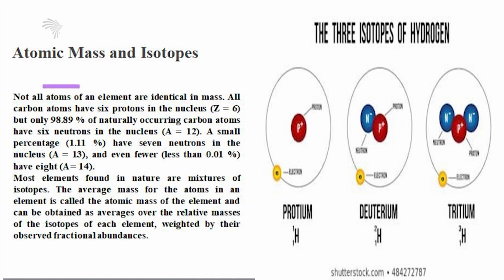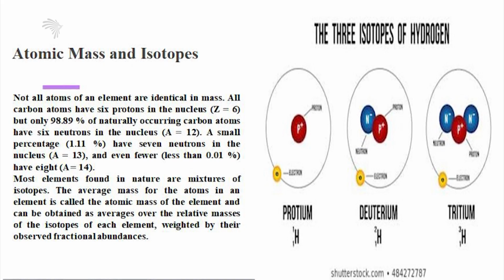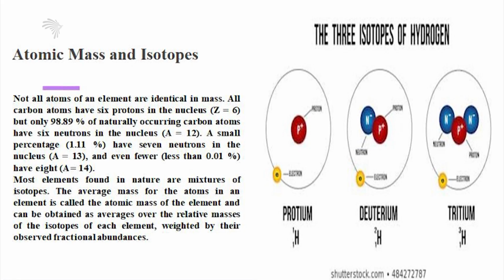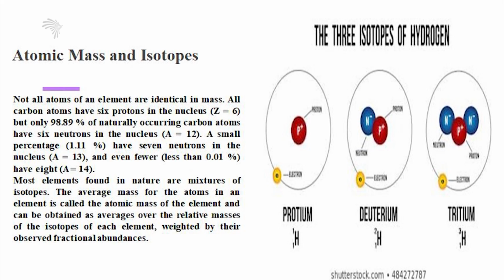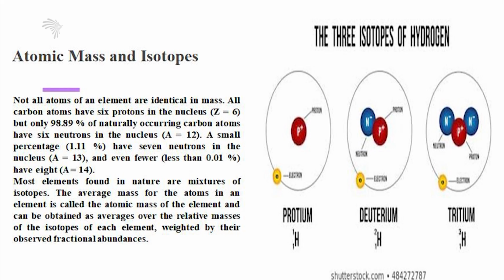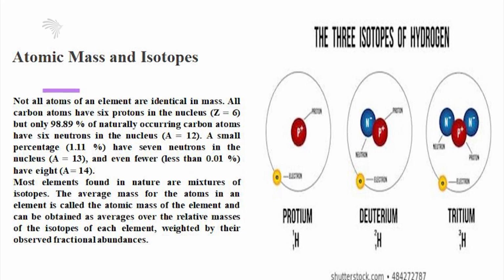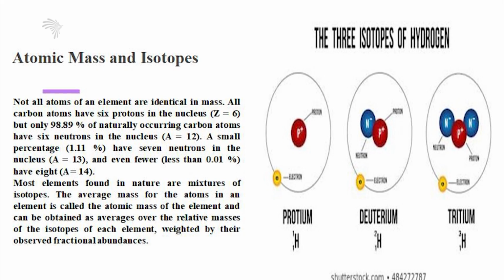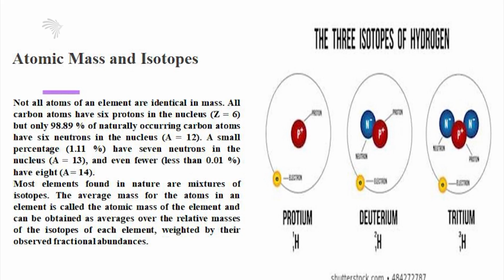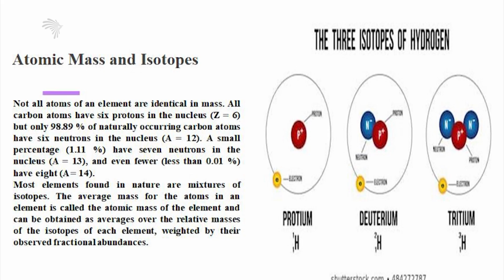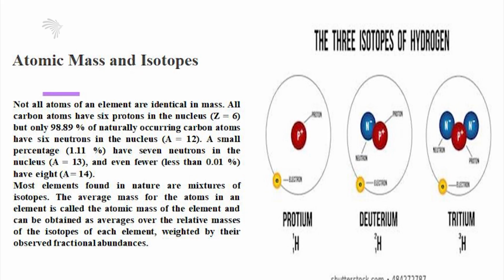What are relative atomic masses? The atomic mass is a relative mass of an atom determined by comparing its mass with the mass of carbon-12, which is used as a standard and arbitrarily assigned a mass of 12 AMU. So this is what is meant by relative atomic mass.